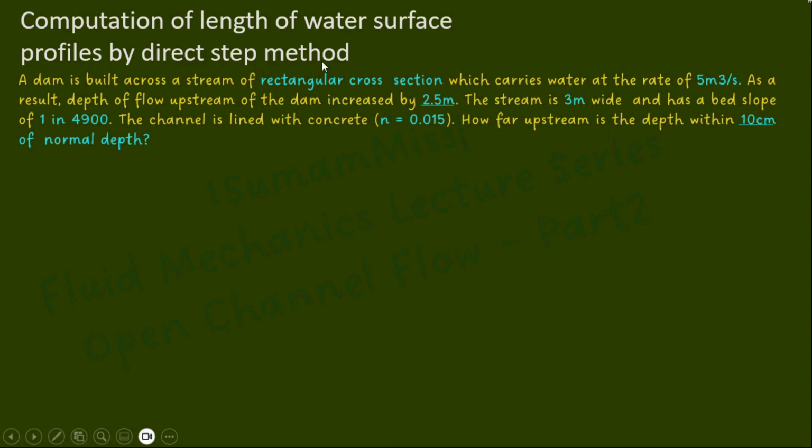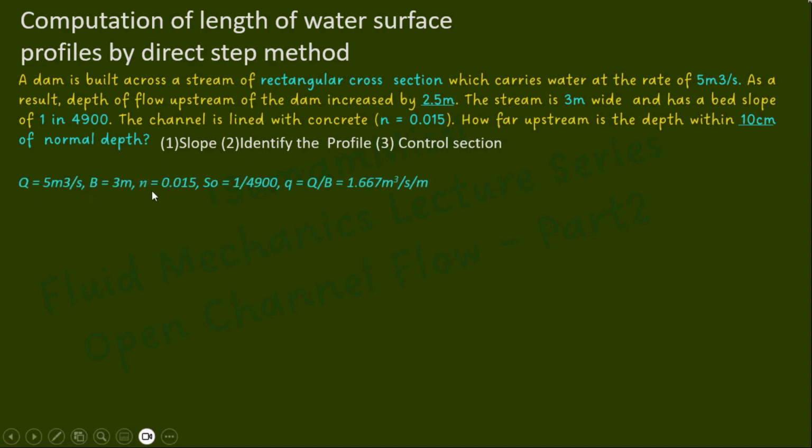Before applying the direct step method, the first step is we have to classify the slope. Then we have to identify the water surface profile or type of profile. Then we have to define the control section. Then we have to compute the length from the control section step by step. To start with, we can note down all the data. Discharge is given, width of the channel is given, N value is also given, S0 is available.